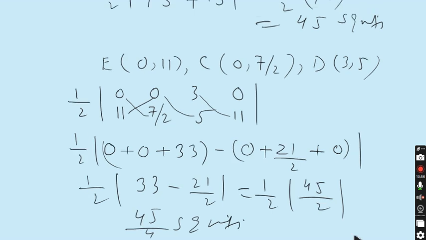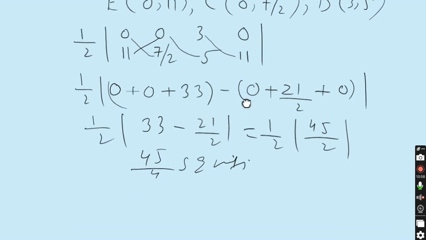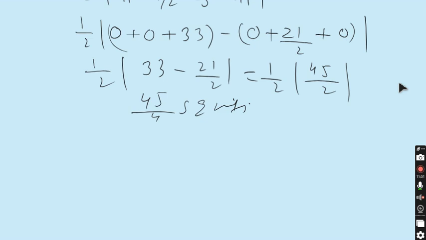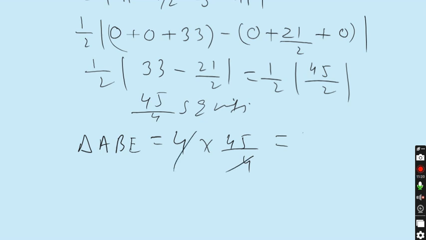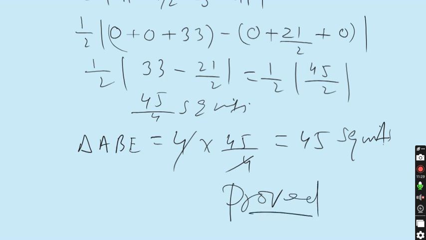So we have done the work. Area of triangle ABE is equal to 4 times area of triangle ECD, that is 45 upon 4. So 4 cancels by 4, leaving 45, which is exactly the value of the area of triangle ABE. Proved. So very easy question.